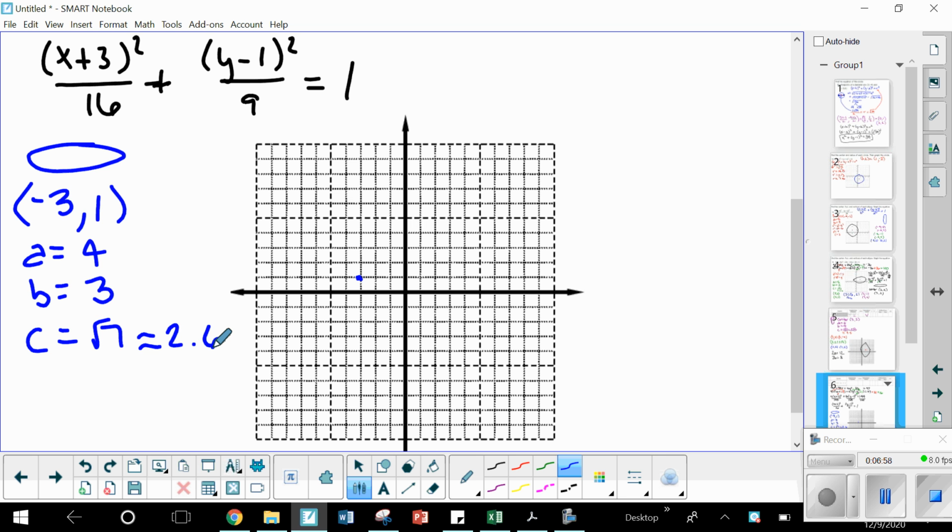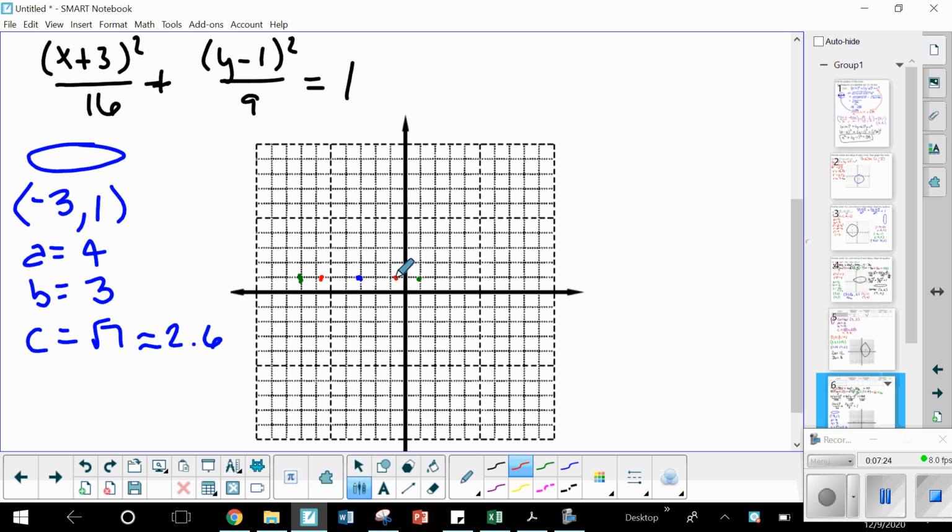Okay, so we know this is horizontal, so let's go find our vertices. We're going to go left and right, our a values. So we're going to go left and right 4. Foci are the same direction, so we're going to go left and right square root of 7, which is about 2.6. So we'll go about 2.6 each direction. There's your foci.